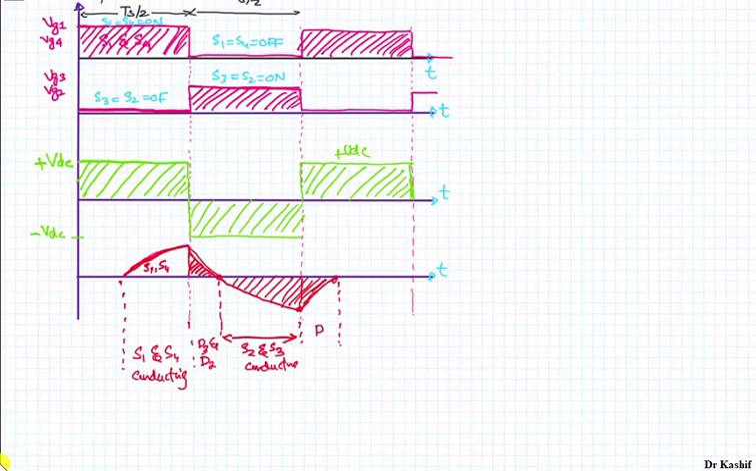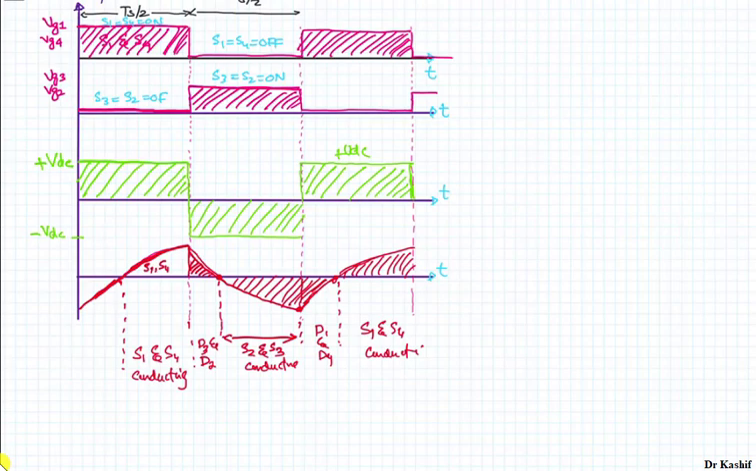So D1 and D4 are in the conduction state over here, and then your switches S1 and S4 will conduct. So the current will be increasing. Over here S1 and S4 are conducting, and so I can draw it over here. So the current waveform will be like this for the inductive load.